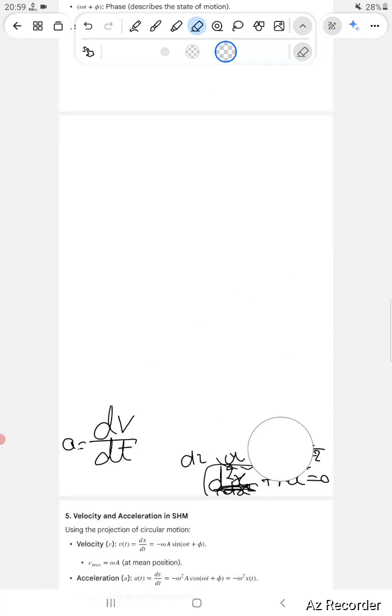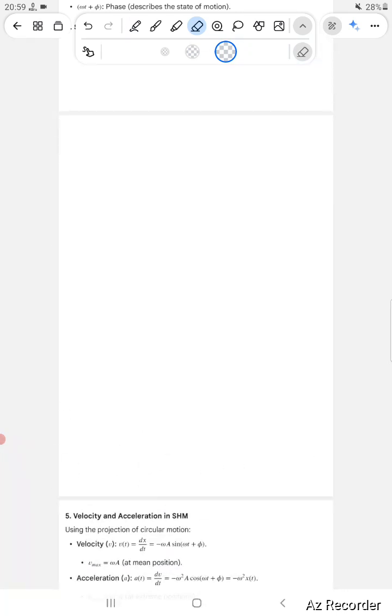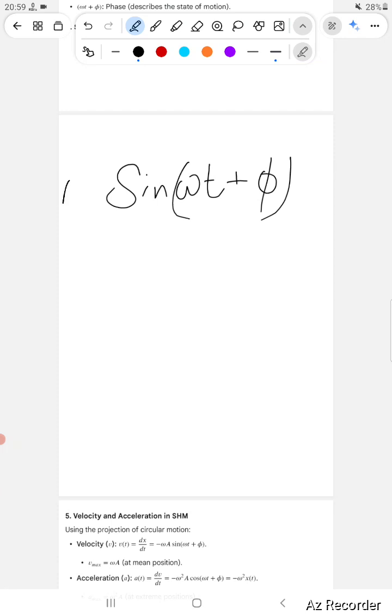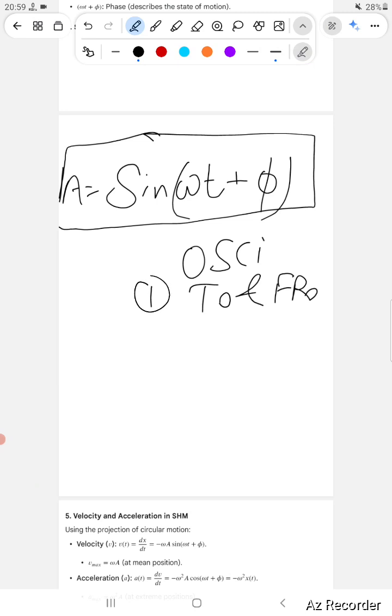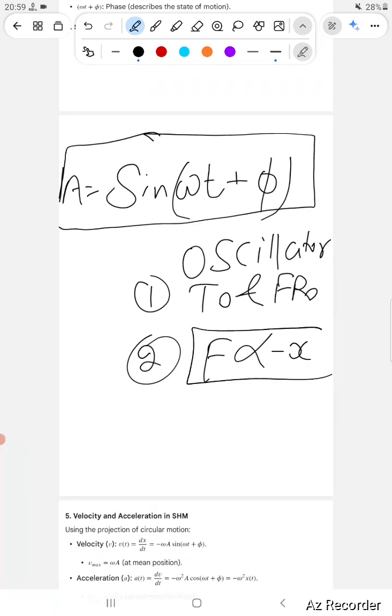So actually we are not saying that any sine function is used to represent SHM. Basically the necessary conditions of SHM are: first, oscillatory motion, meaning to and fro motion, and second, the force acting on the object should be proportional to the negative of displacement. These are the two necessary conditions for an object to be in SHM.